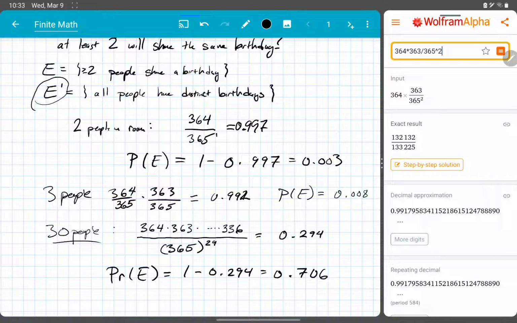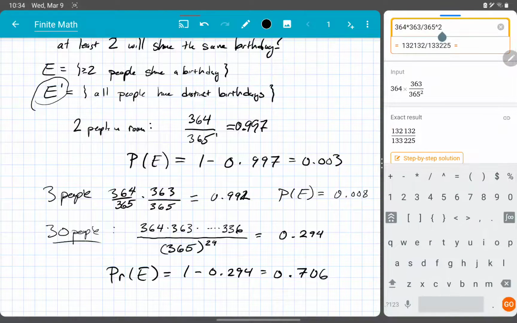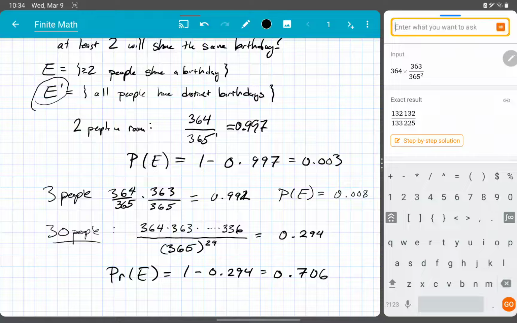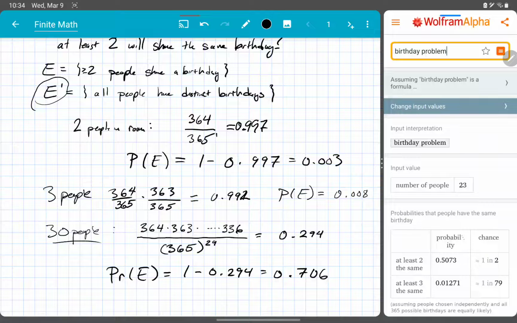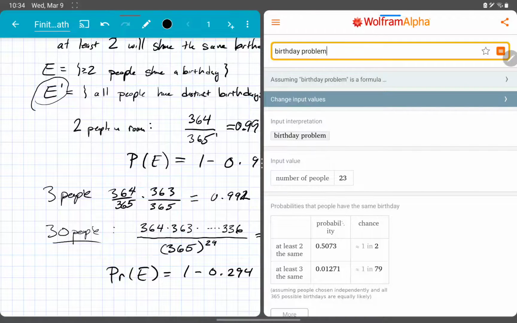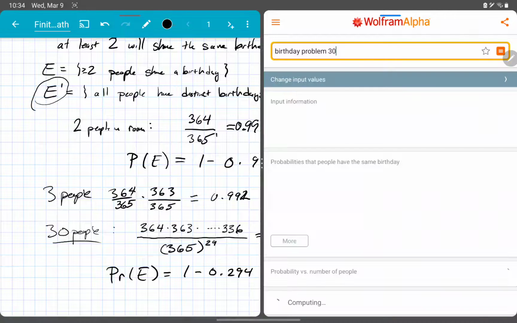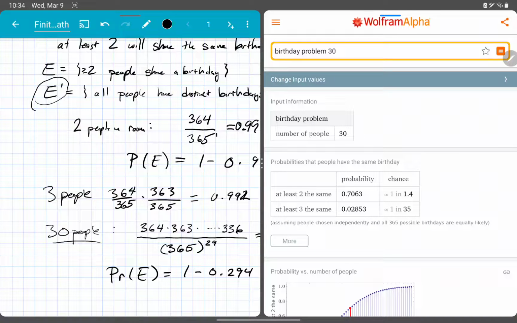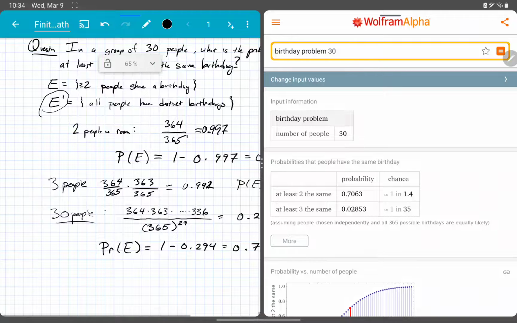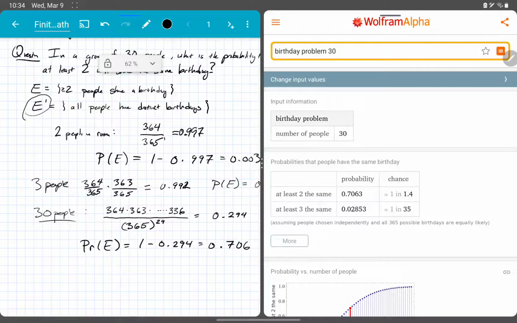So, let's see. I think Wolfram Alpha knows about the birthday problem. Okay, and we give it a number of people. Birthday problem 30. We hit go, and it gives you exactly this probability. At least 2 sharing a birthday is 0.706. Yeah, that's what we got there.